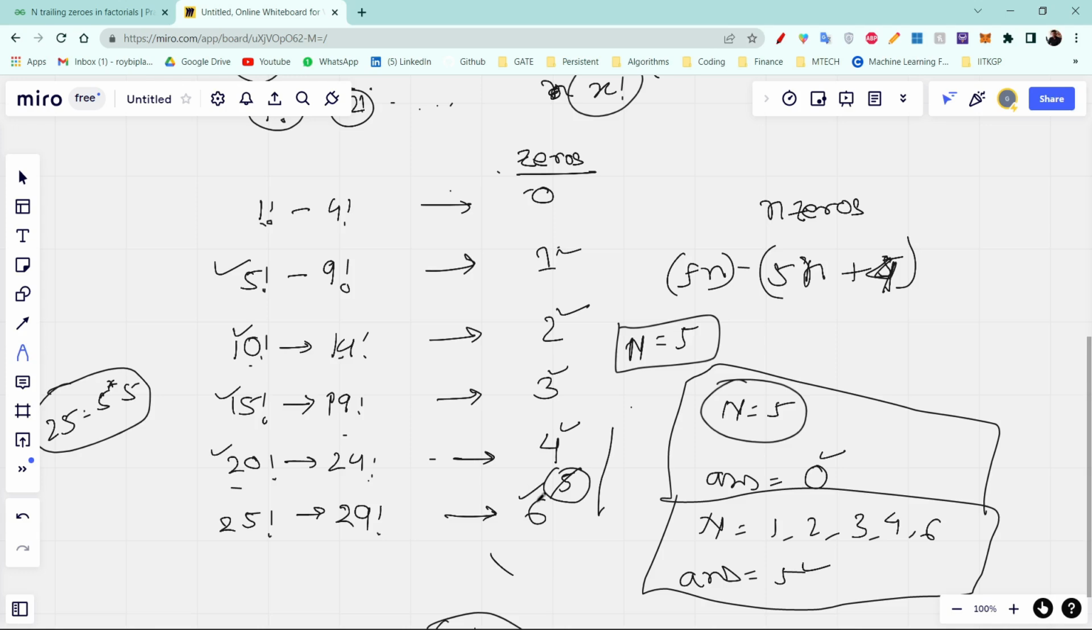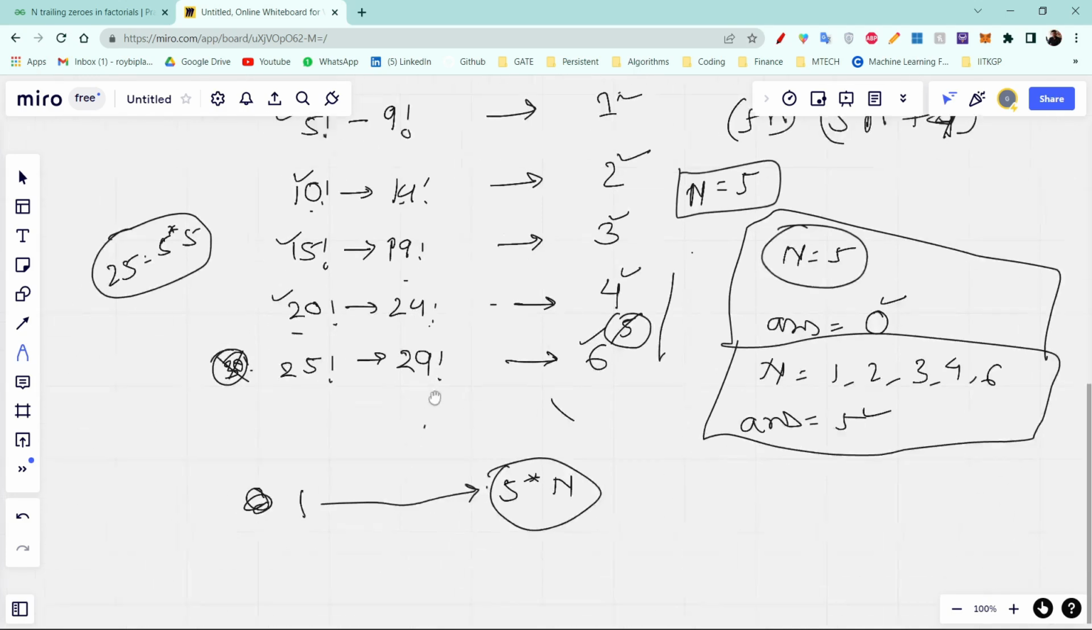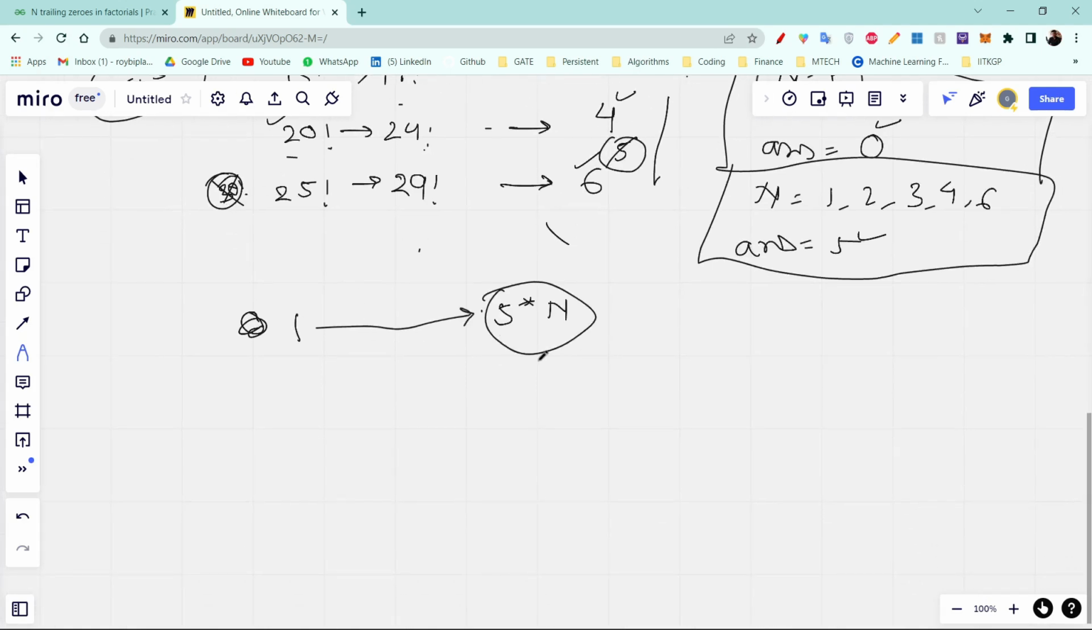But for n equals 6, 5 into 6 is 30. But 30 factorial is not an answer. Our answer will lie before 30, between 0 and 30. So we can search our answer from 1 to 5 into n. For the first time, 5 into n itself will be the answer, and later, after 25, your answer will lie before 5 into n.